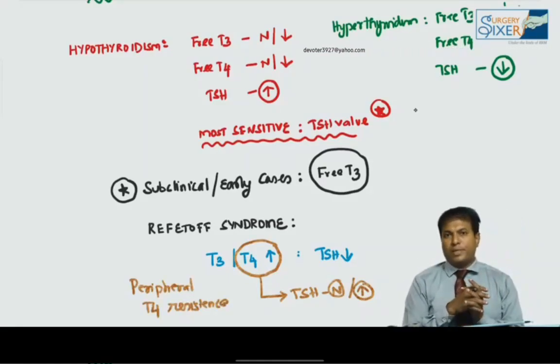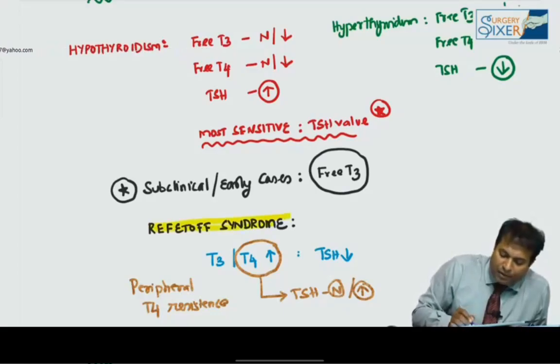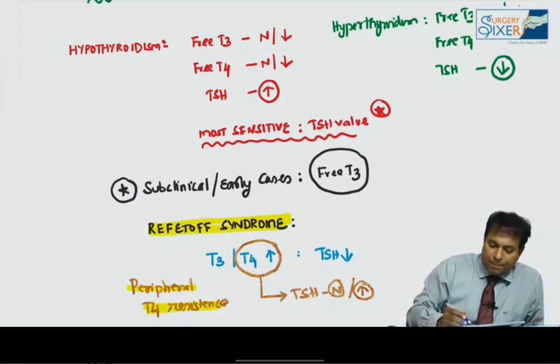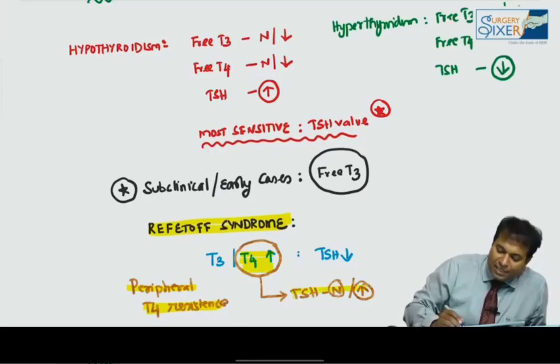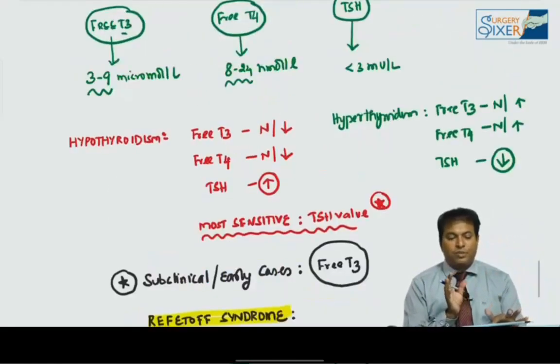One expected MCQ for your PG exams. So what do you mean by Refetoff syndrome? Please don't forget, Refetoff syndrome is a condition in which there is peripheral T4 resistance. In spite of increased T4, the TSH is not coming down, it is normal or increased. This is known as Refetoff syndrome. So these are some MCQs I want you to remember from thyroid profile.